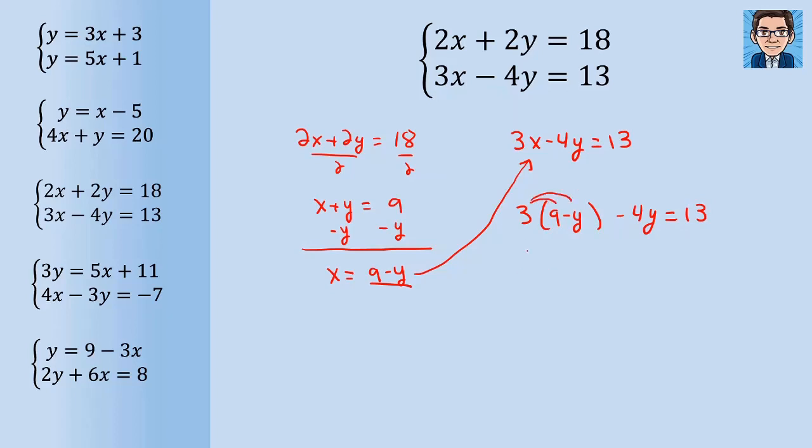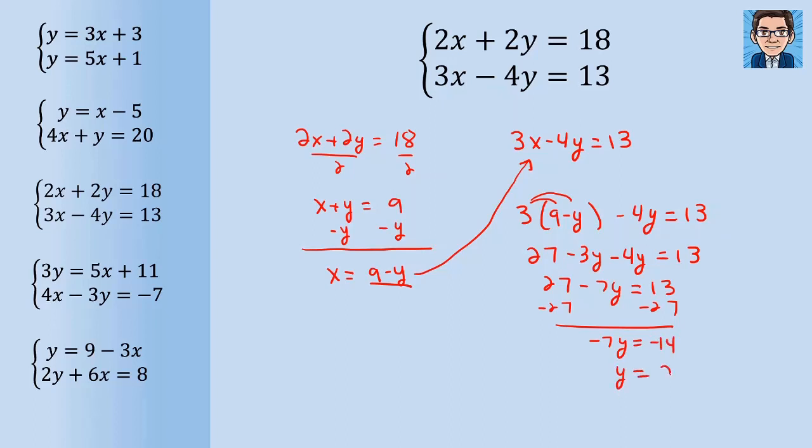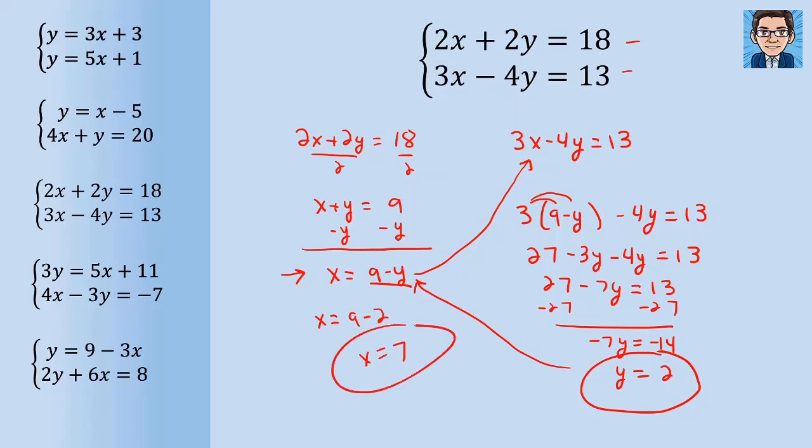Then we got to multiply this out. 27 minus 3y minus 4y equals 13. Combine your like terms. 27 minus 7y equals 13. Subtract 27 from both sides. Negative 7y equals negative 14. So y equals 2. Now we got to solve for x, but rather than put it into one of these equations, we've already solved one of the equations for x. So rather than putting it into here or here, let's put it into the equation that we already solved for x. So now let's put 2 in for y here. X equals 9 minus 2, or we just simply get x equals 7.